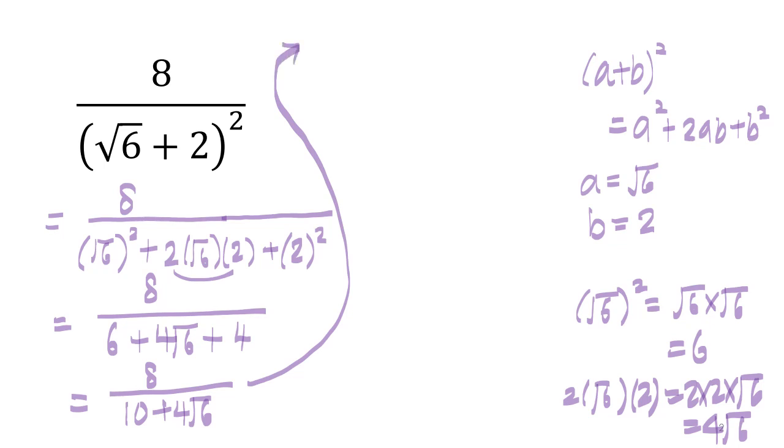Right, so if you look at the denominator, it's a combination of real numbers and surds. So we have to apply this concept called rationalization. We have to rationalize the denominator, right? Rationalizing the denominator means making the denominator an integer. To rationalize the denominator, we have to multiply by the conjugate surd. So what is the conjugate surd? The conjugate surd will be 10 minus 4 square root 6.